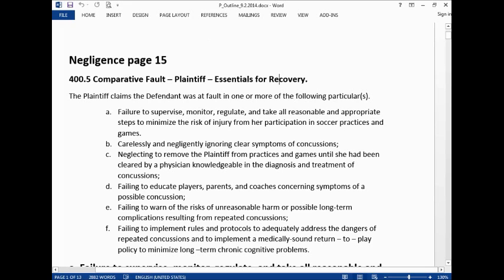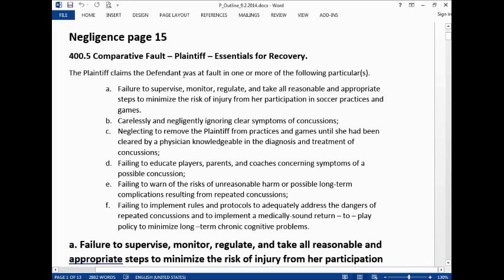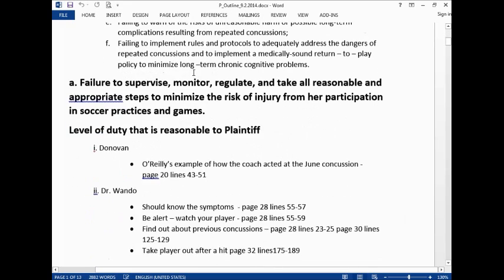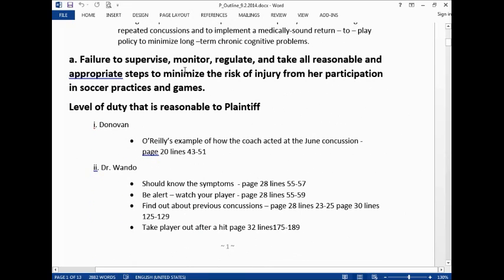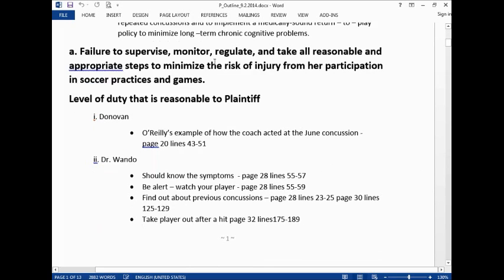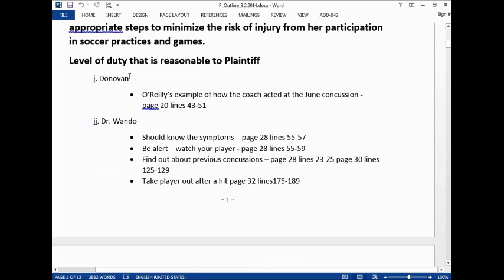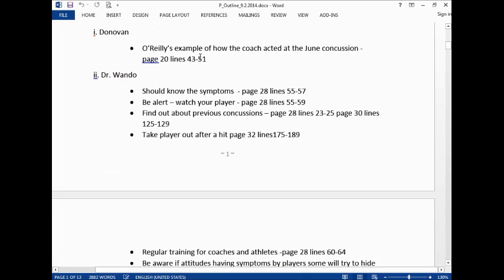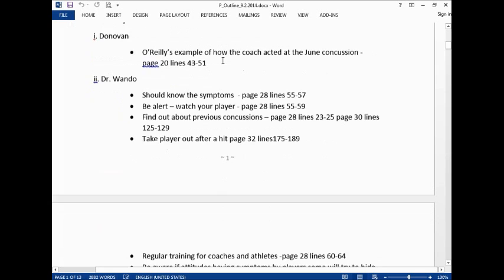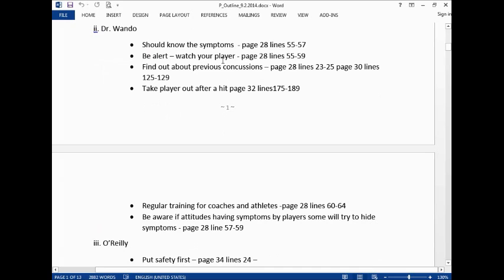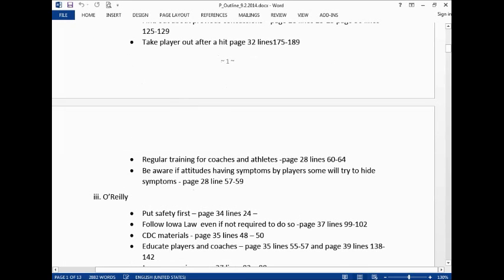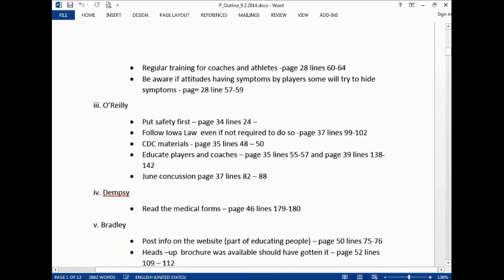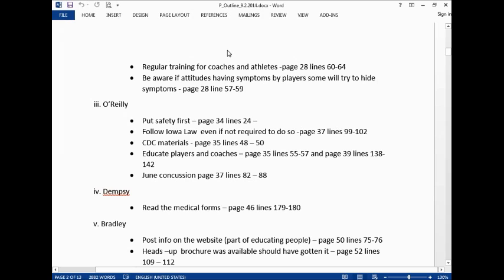Okay. So we start with the essentials for recovery, which you'll find in the jury instructions, and then we just break them down. So we took Part A, failure to supervise, monitor, etc., and then we just took each witness and we put the page and line number of every single fact that supports that thing we have to prove. And we did this on both sides of the case. It takes us about 8 to 10 hours right now to do this.